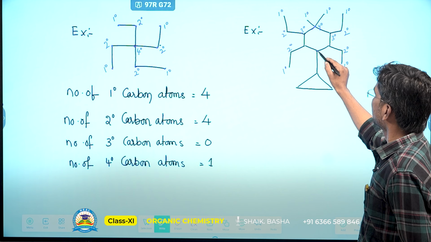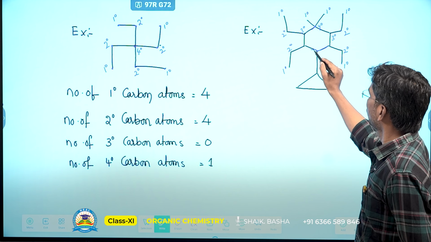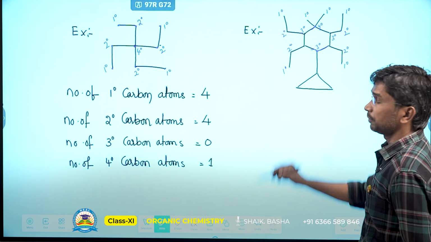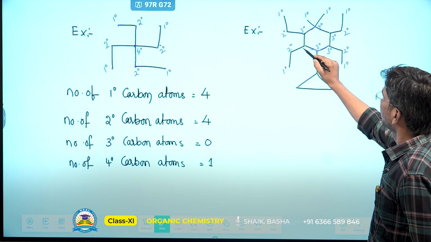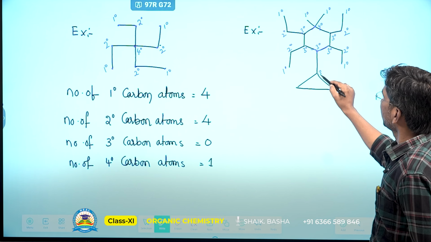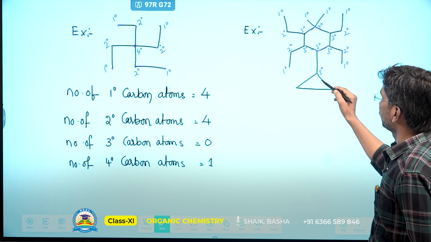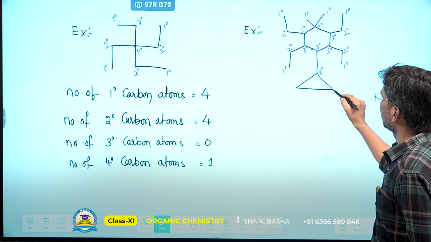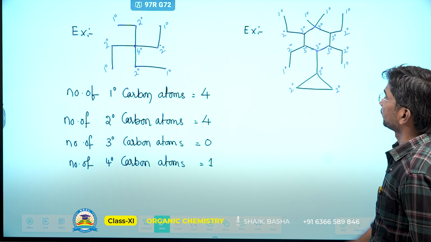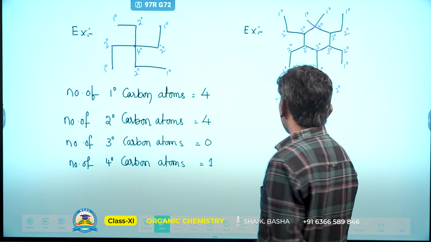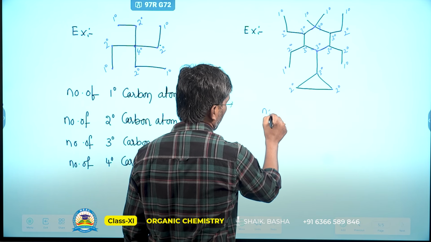What about this? Is connected to 1, here 2 and here 3. Tertiary carbon atom. This is connected to 3 other carbon atoms. Tertiary. This one also tertiary. Here carbon is connected to 3 carbon atoms. Carbon is connected to 2 carbon atoms. Carbon is connected to 2 carbon atoms. Secondary. Now we can identify now number of primary carbon atoms.